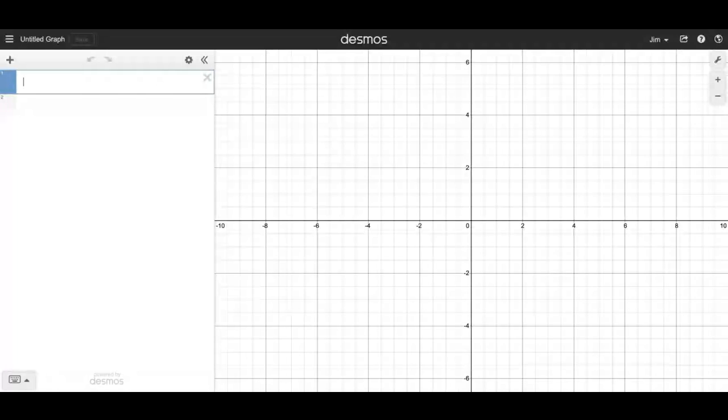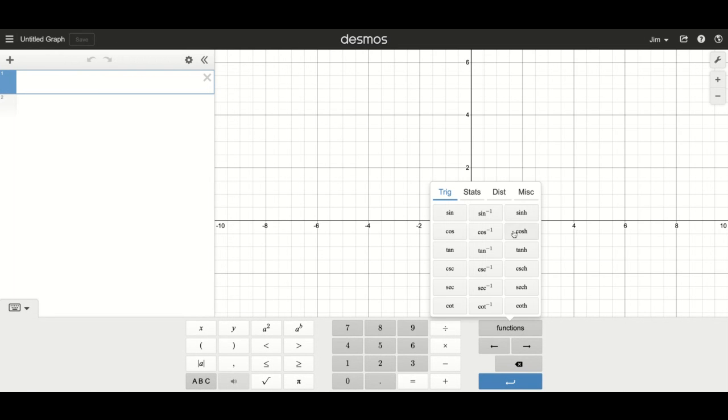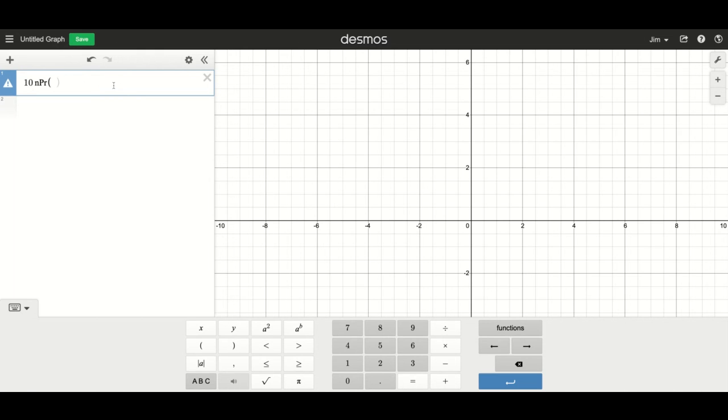How do you find permutations? We have to go down to this little keyboard here. Click that on, go over to functions, and I believe it's in statistics. And here we have NPR or NCR. We haven't done NCR yet. NCR is combinations, NPR is permutations. Before we use this button, we have to put the 10 in. So you put your number in first: 10, then hit this button, and then permutate 3.